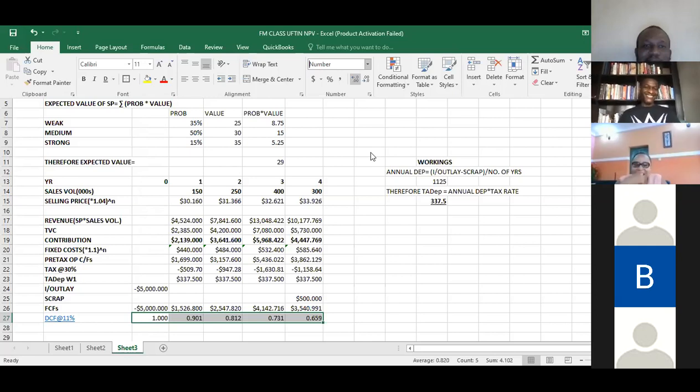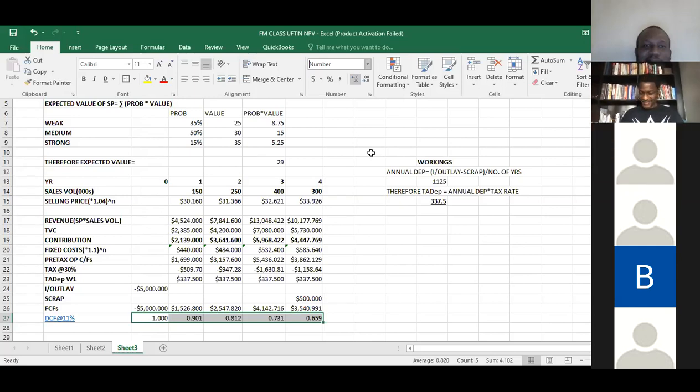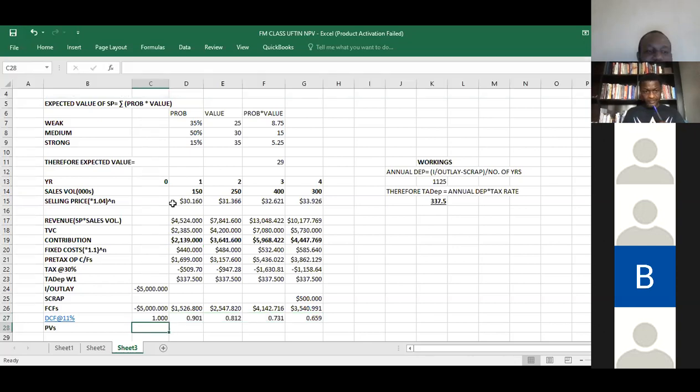Okay, so now we have our present value, finally. So our present values. Oh yeah, I'm not doing this, let me just remove all these things. I'm not feeling them at all.